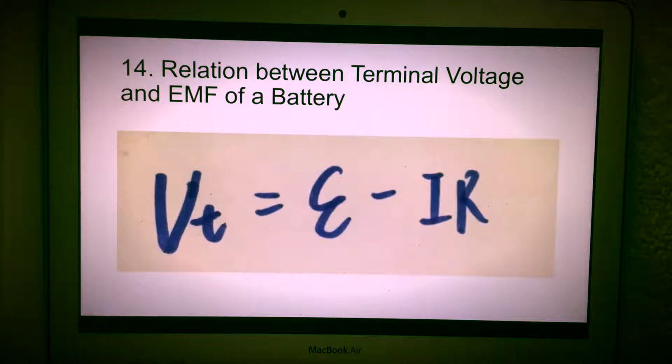The relationship between the terminal voltage and the EMF of a battery. Sometimes the battery has resistance, but we don't know it. But how can we calculate the terminal voltage? V terminal equals EMF minus IR. R is the small resistance in the battery, and I is the current in the series.